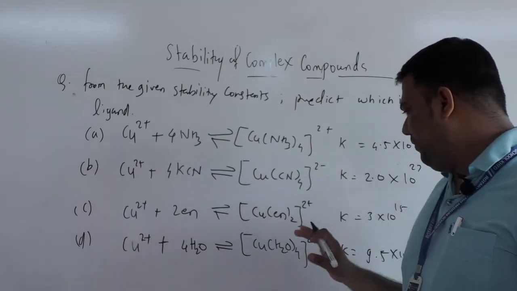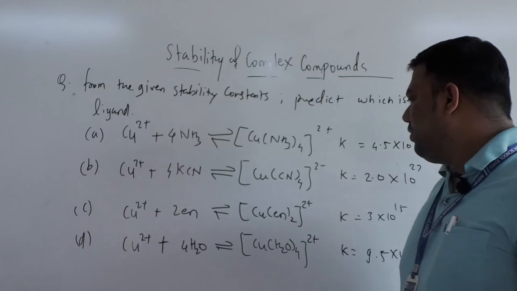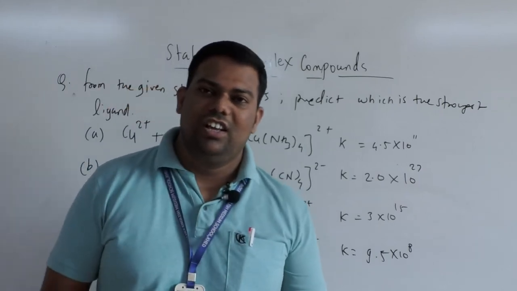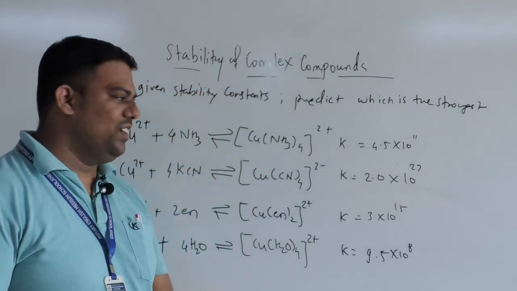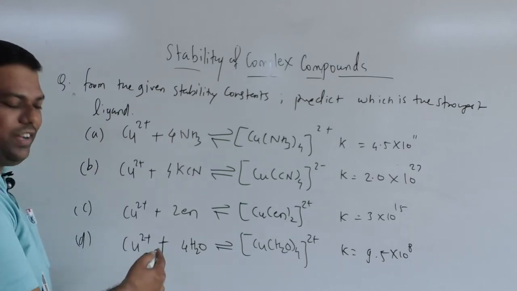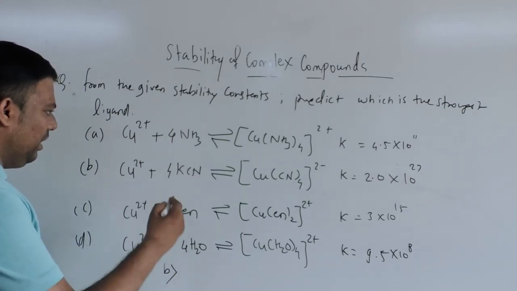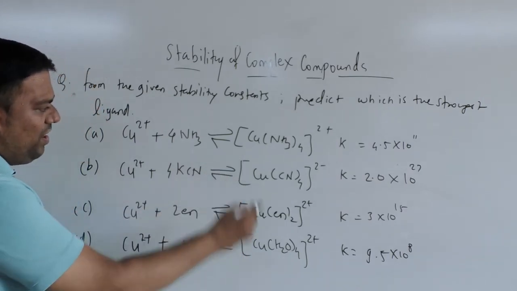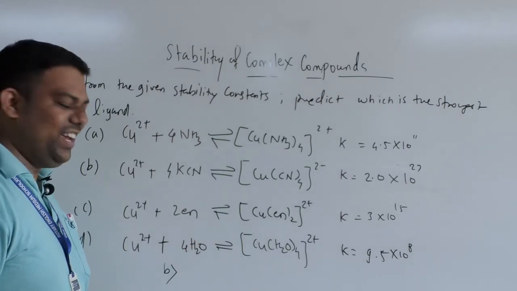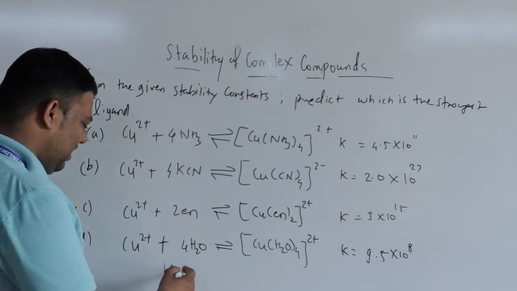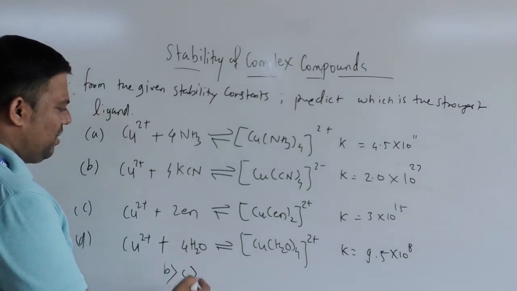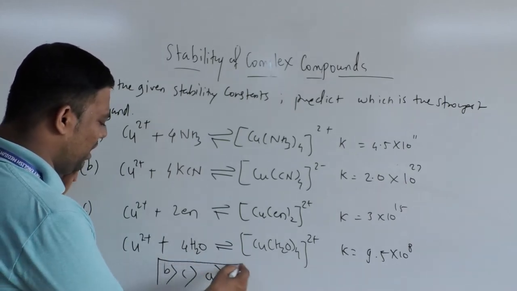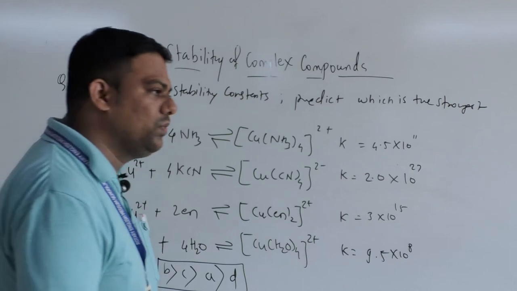Thereafter, suppose you are writing the answer in the form of an order of ligands, which one is higher and which one is lower. We can write it like this. First comes B, because cyanide is a stronger ligand than all of these. After this, C, en. After this, ammonia A, and last is D. So we can predict the order like this also.